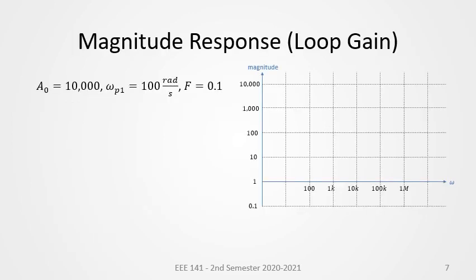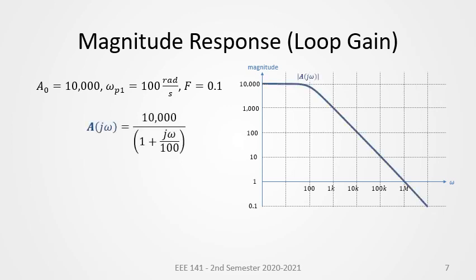We have just copied the given at the first line. Note that we are plotting first the magnitude response in this slide. The first thing we can plot is the open loop gain. Equation-wise, A of j omega is 10,000 over 1 plus j omega over 100, and the magnitude plot is shown on the right. The plot starts at 10,000 and remains relatively constant at lower frequencies.